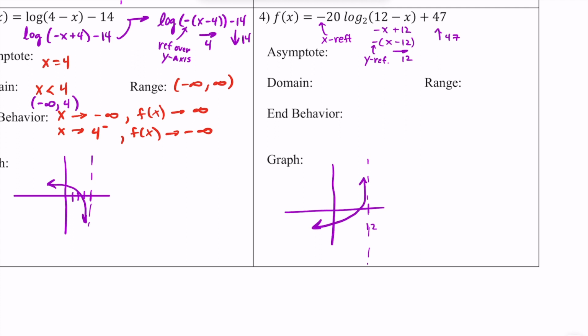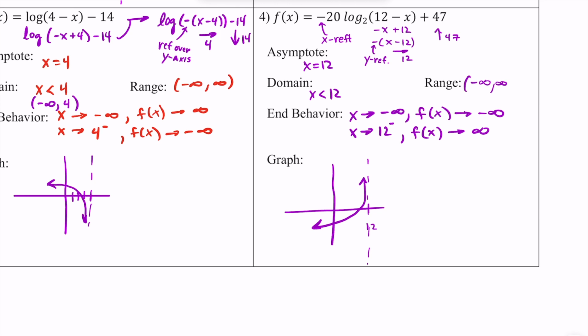Asymptote x equals 12. Domain, x is less than 12. End behavior: as x goes to negative infinity, this function goes down. As it goes to the right, it stops at 12, approaching it from the negative side, and the function goes up to positive infinity. Our range is all real numbers. And our domain as an interval is negative infinity to 12, like that. And I believe that takes care of section 2.11.